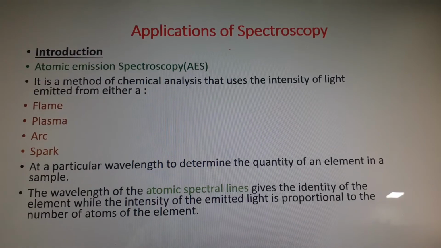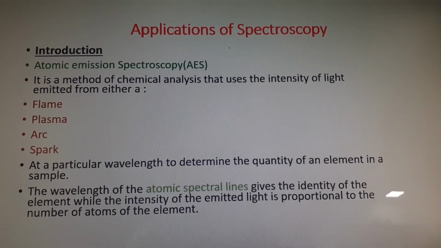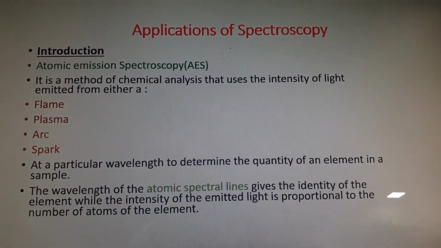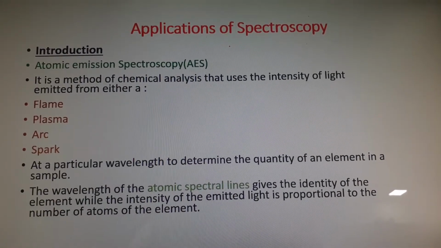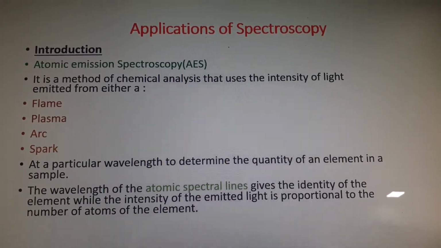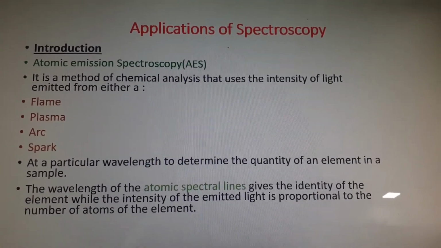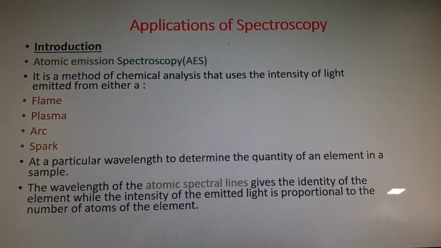Then we have seen the spectroscopy and the classification of spectroscopy. In broader aspects, we have seen that spectroscopy can be classified into absorption and emission spectroscopy. So in this chapter, we are going to study one of the applications of spectroscopy in the area which is called atomic absorption spectroscopy.